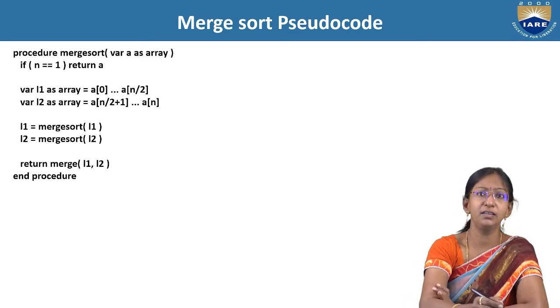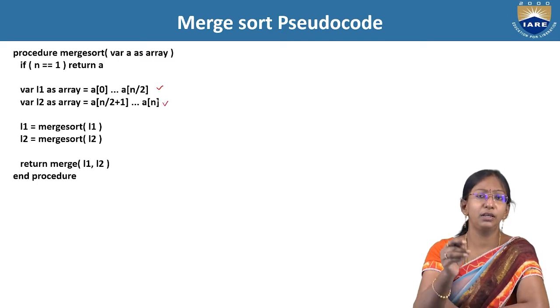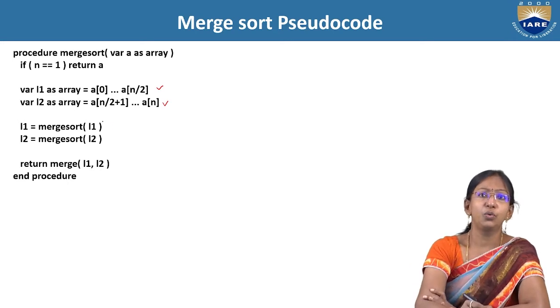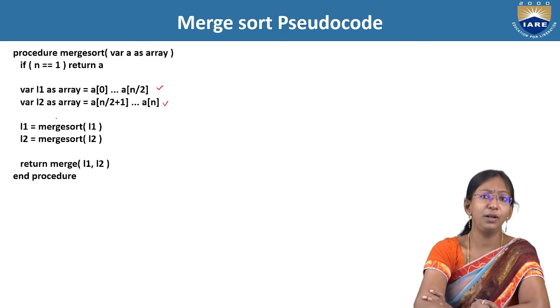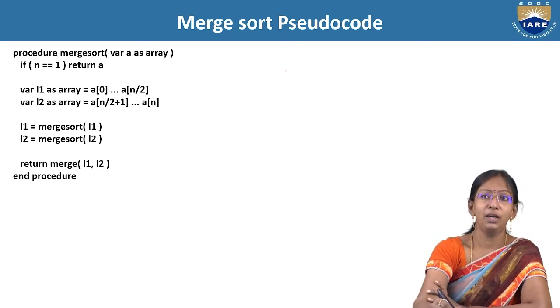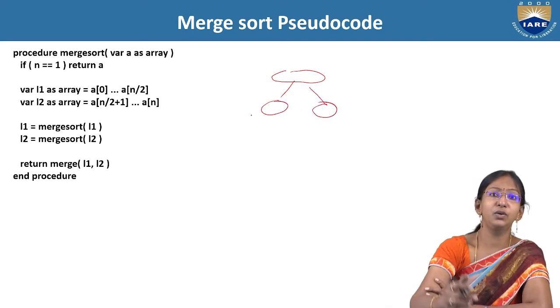If it is not the case, break it into two pieces. Have a look at variables L1 and L2. You have broken that into two halves in such a way that index values 0 to n/2 will be placed in L1 and n/2 + 1 to n in the L2 list. Two lists, right? As I have shown you previously, one large list will be broken into two halves, right? Recursively you have to do it.